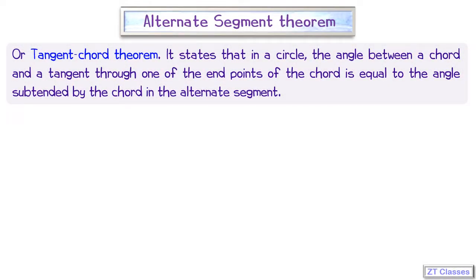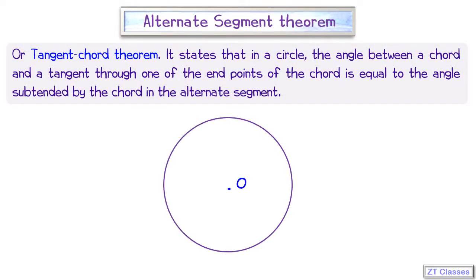Let's check what is alternate segment theorem. We have a circle with center O and a chord AB. From point A, we are drawing a tangent AP. Now this angle which is there between the chord and the tangent, this angle alpha, will be same as the angle subtended by the chord in the alternate segment.